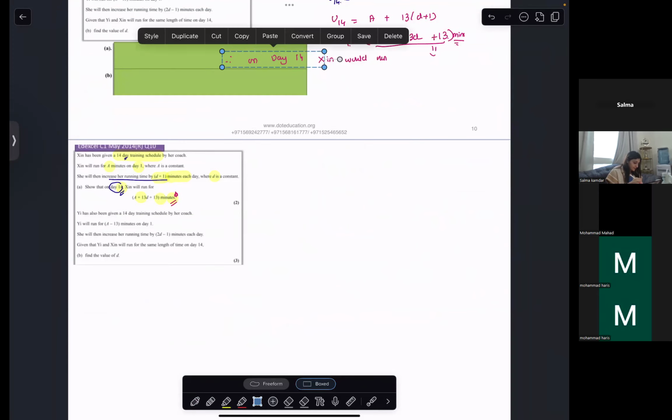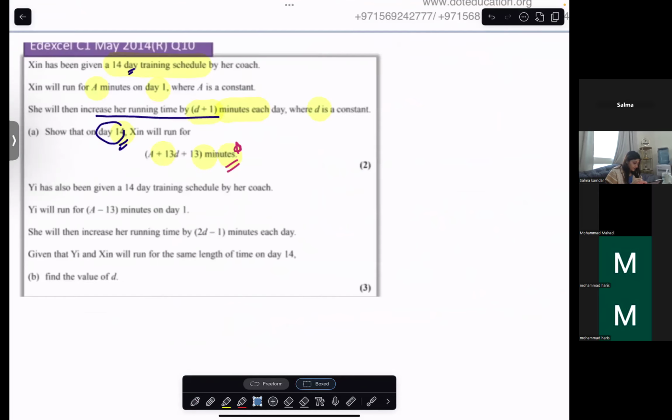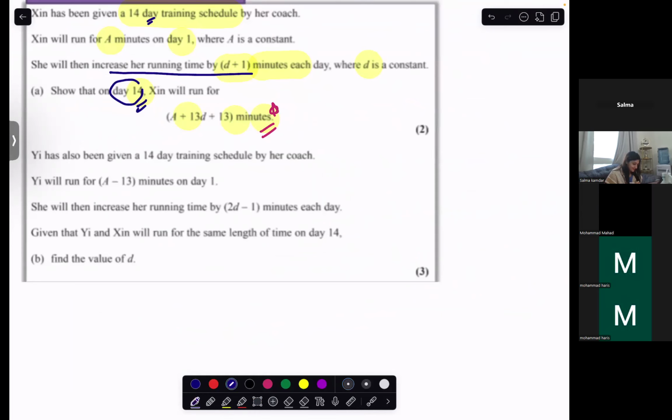Yi has also been given a 14-day training schedule by her coach. Yi will run for A minus 13 minutes on day 1. Okay, can you help me? What is this? This is going to be our A. So for Yi, my A is A minus 13. She will then increase her running time by 2D minus 1 minutes each day. So that's how our D is. Can you summarize? Yeah, okay.